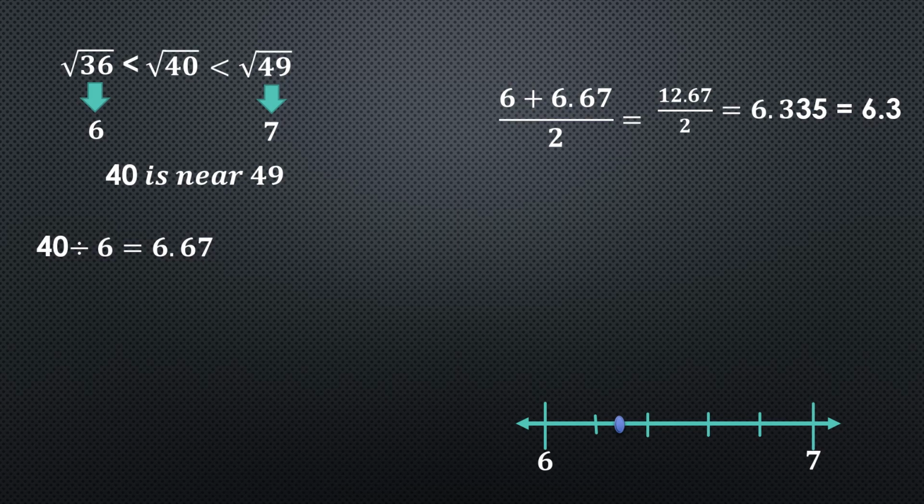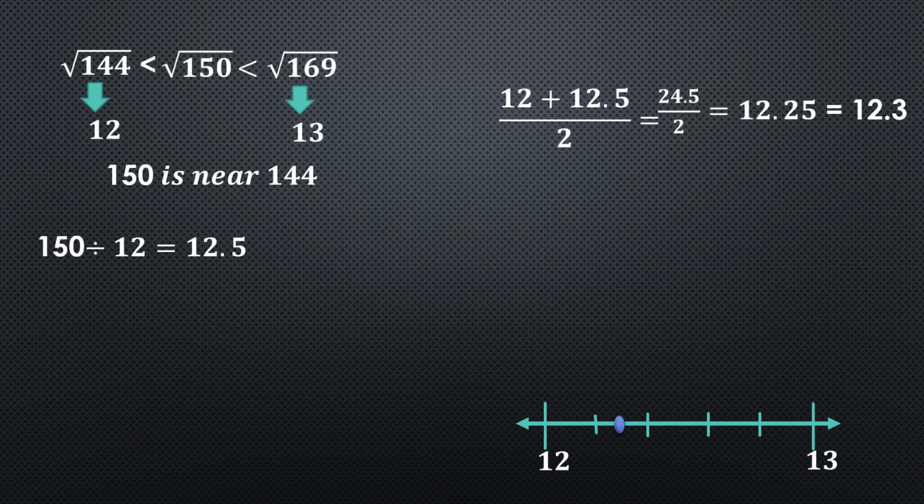Let us answer. So this is for the square root of 40. As you can see, we have here the estimate of 6.3 on our number line. So this is considering this is 6.2, this is 6.4, and so on. For the square root of 150, the estimate is 12.3. So 12.3 is here. This is considering 12.2, and this is 12.4.